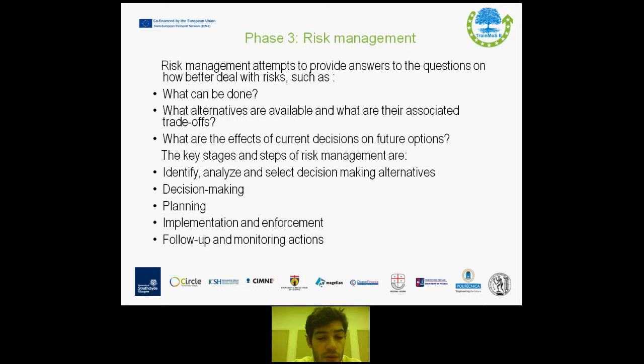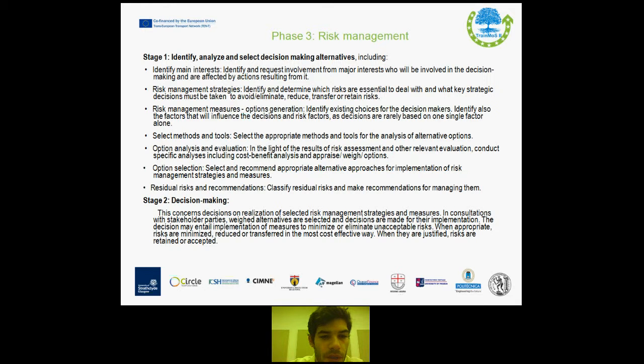The key stages and concepts of risk management, which are the key stages and steps of risk management, include to identify, analyze, and select decision-making alternatives, decision-making, planning, implementation and enforcement, while finally follow-up and monitoring of actions. The steps in risk management include stage 1, where you identify, analyze, and select decision-making alternatives, including identify main interests, identify and request involvement from major interests who will be involved in the decision-making and are affected by actions resulting from it.